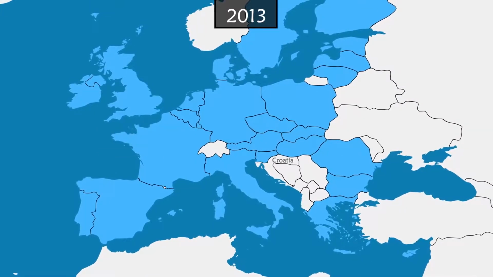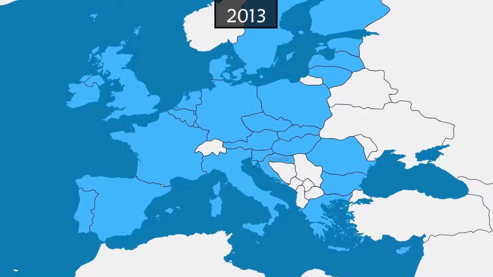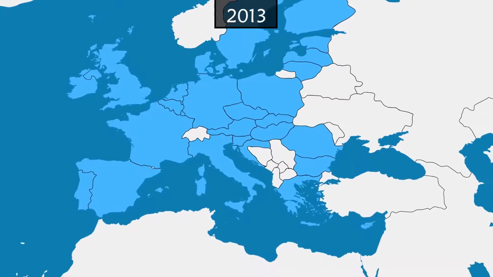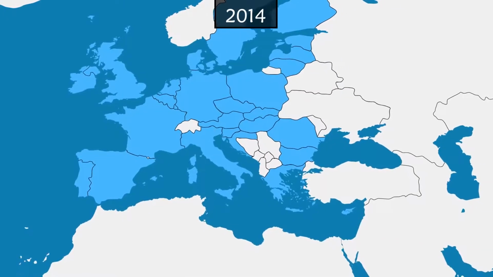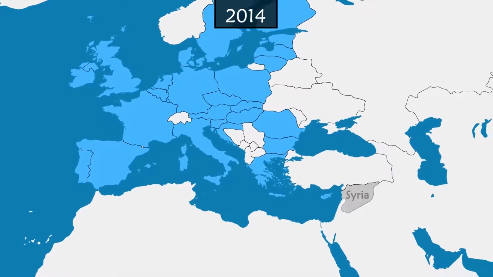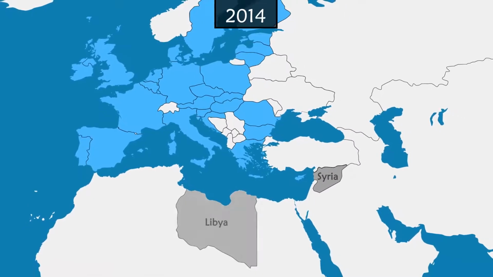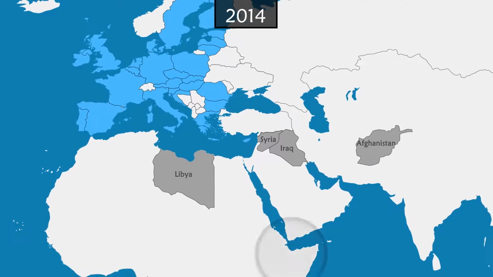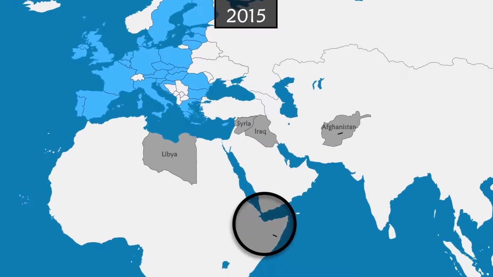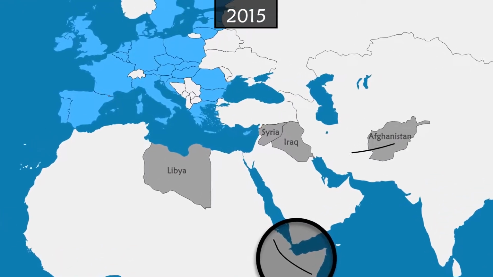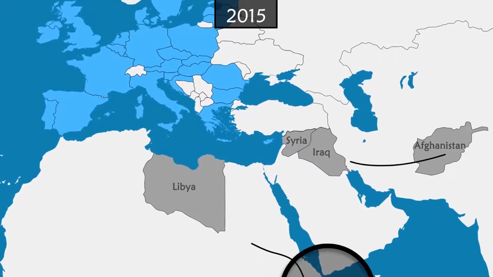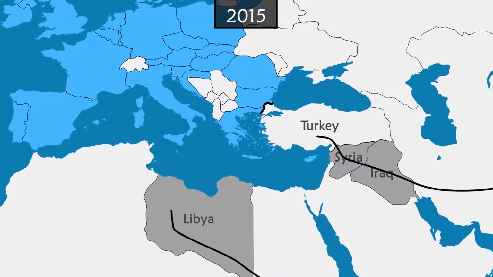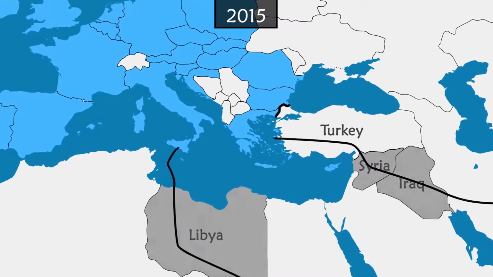In 2013, Croatia joins the European Union. At the borders of the continent, the so-called Arab Spring creates instability in many countries. The civil war in Syria, a second civil war in Libya and in Iraq, and other events such as the war in Afghanistan and violence in the Horn of Africa push many people to migrate to Europe. Despite the construction of walls at the Turkish border, in 2015, over 1 million migrants entered the Schengen area.